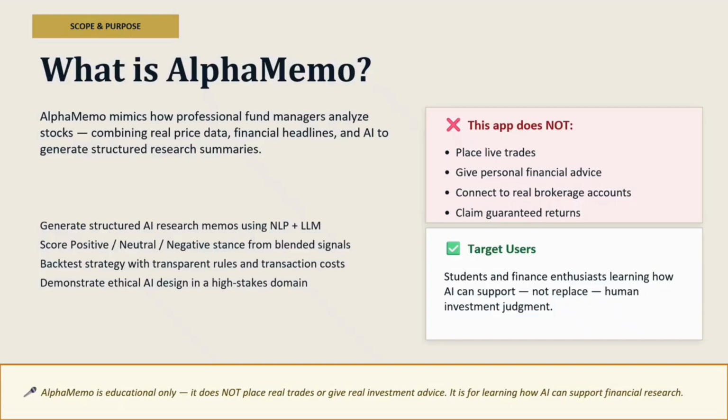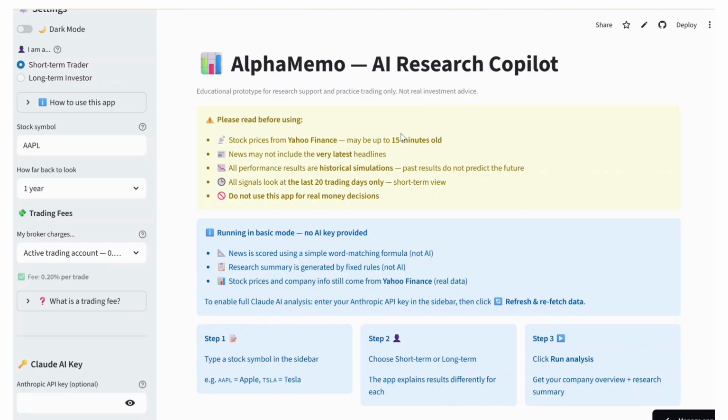Now let me show you how it works. This is what the app looks like. The first thing you see before any analysis is this warning: price may be delayed, results are simulations, do not use for real money. Transparency starts before you even click anything.